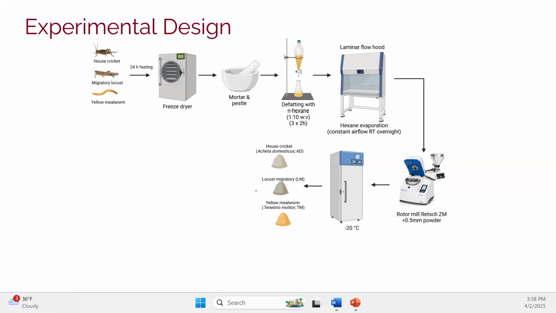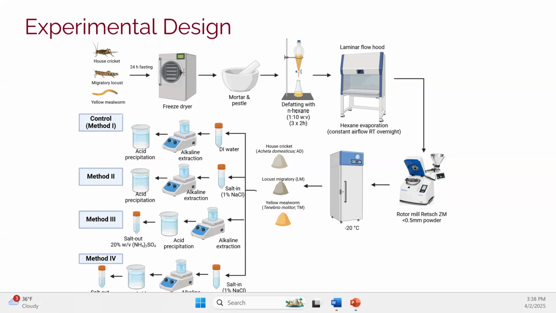So your defatted insect flour then goes through four different extraction methods. I'll go through each one of them. The first one is control. So no salt involved, it's just alkaline extraction and acid precipitation. The second one is salting in, using sodium chloride to increase the solubility of the protein before going through alkaline extraction and acid precipitation. The third method is salting out. So your same control variables, alkaline extraction, acid precipitation, then salting out using ammonium sulfate.